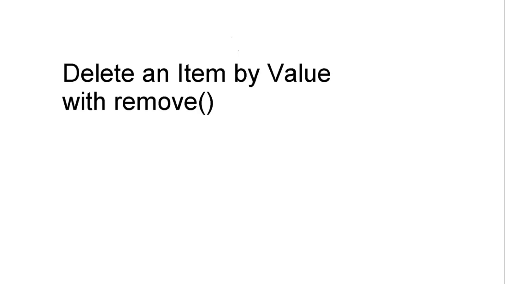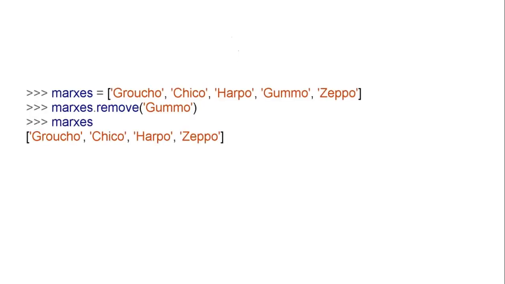Delete an item by value with remove. If you are not sure or do not care where the item is in the list, use remove to delete by value. Goodbye, Gamma.